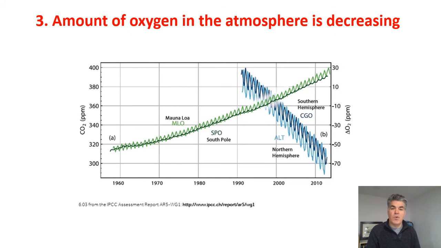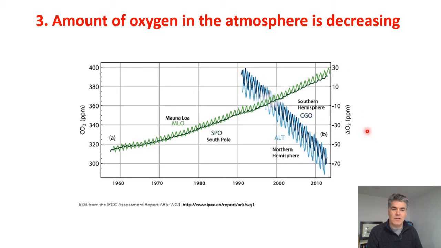So we have our third line of evidence, and that is, here is a plot showing you CO2 concentration from Mauna Loa. So this is essentially the Keeling curve. But more recently, we started measuring the oxygen in the atmosphere. And we see that over the past few years, there's a decrease in oxygen in the atmosphere.